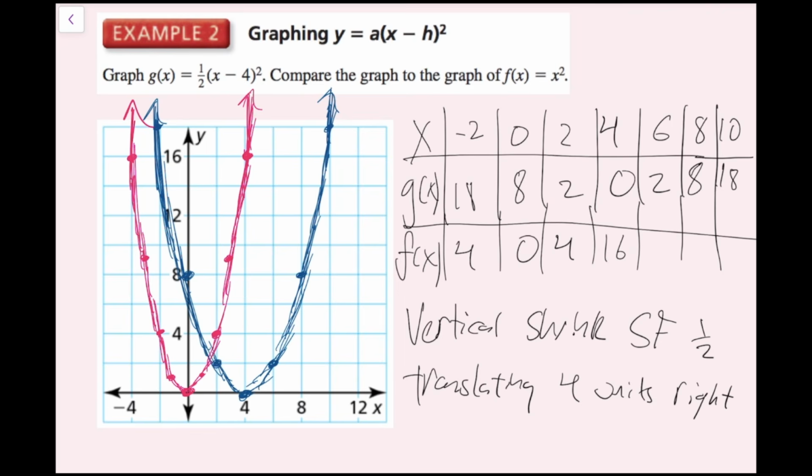Now, you could say that you're translating the vertex 4 units right, but if you say that we're doing our stretches or shrinks first and then we're translating, that's fine too. Anyway, I've successfully graphed both of these functions and then compared them, and now we're done with this one.